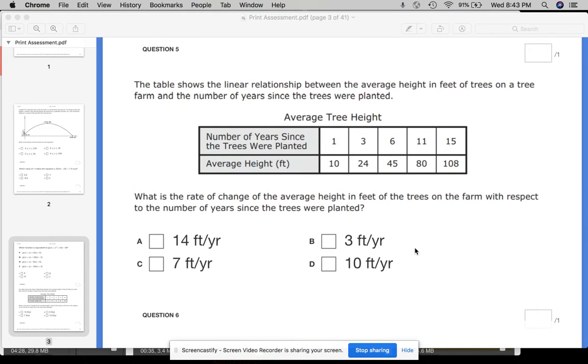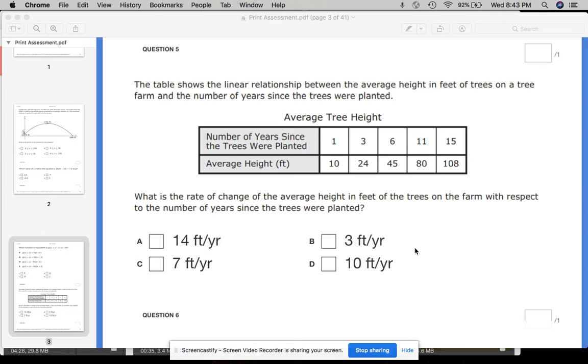Question 5. The table shows the linear relationship between the average height in feet of trees on a tree farm and the number of years since the trees were planted. Average tree height. Number of years since the trees were planted: 1, 3, 6, 11, 15. Average height, feet: 10, 24, 45, 80, 108.